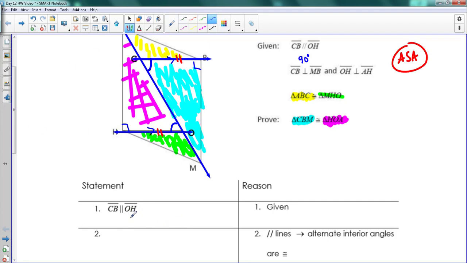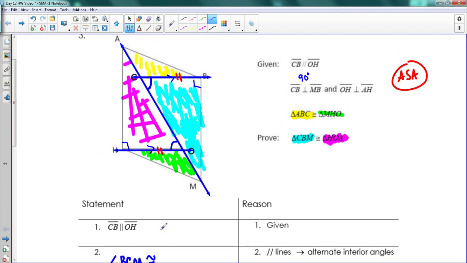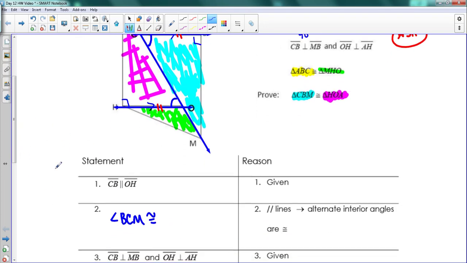So we have our given information, and from those given parallel lines, we could say that angle BCM is congruent to angle HOA. I'm going to put an A there because that gives me a set of angles to prove my blue and pink triangles are congruent.